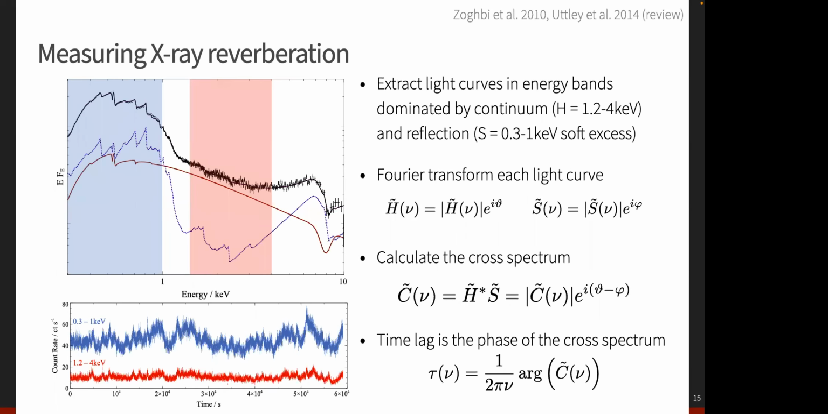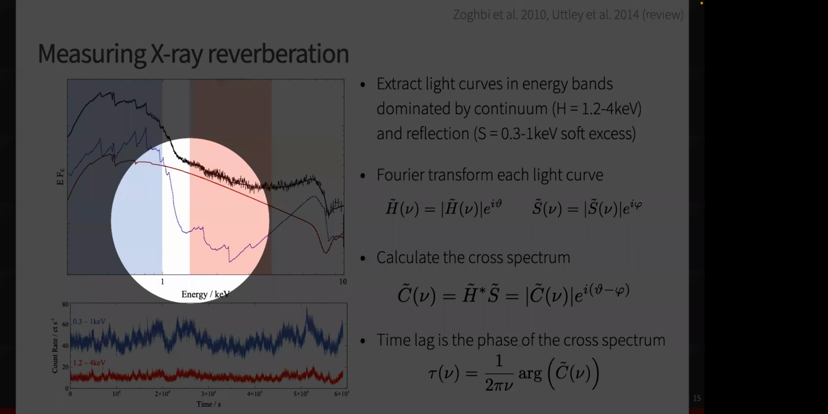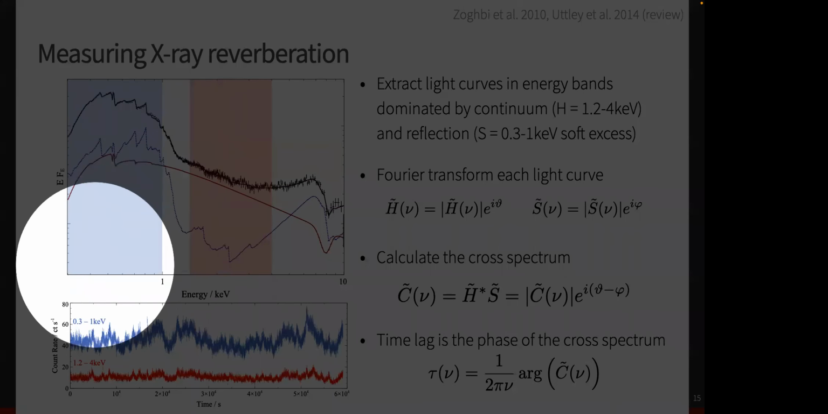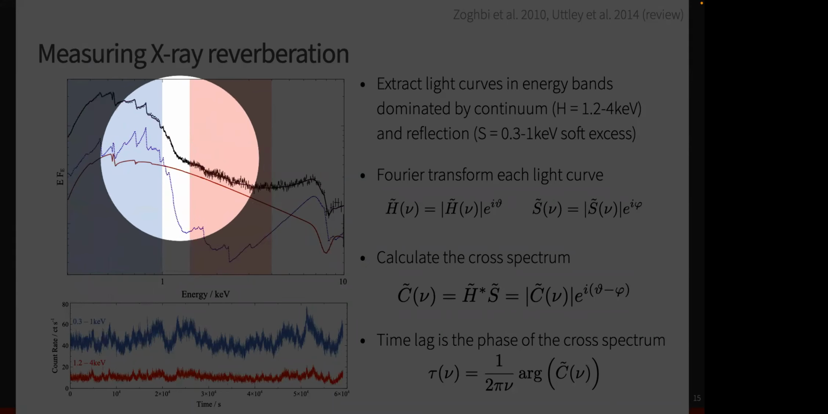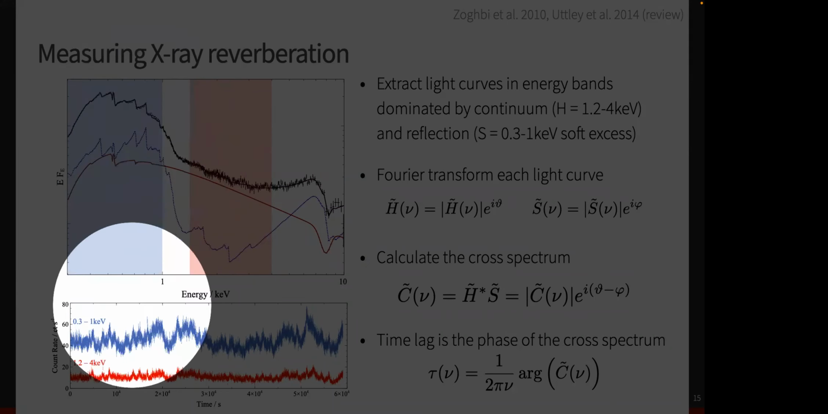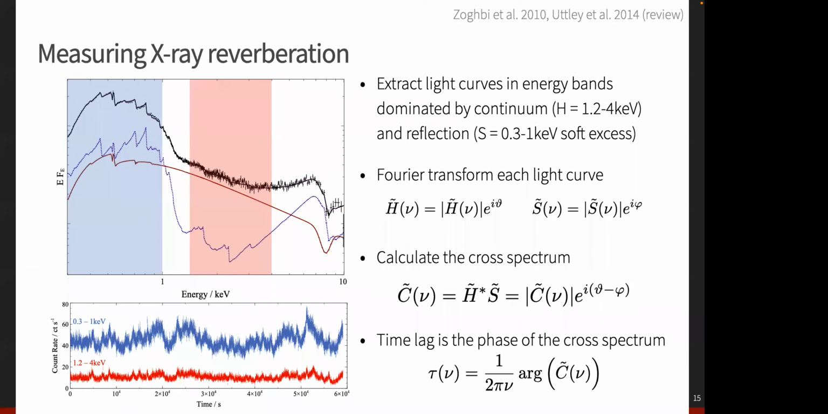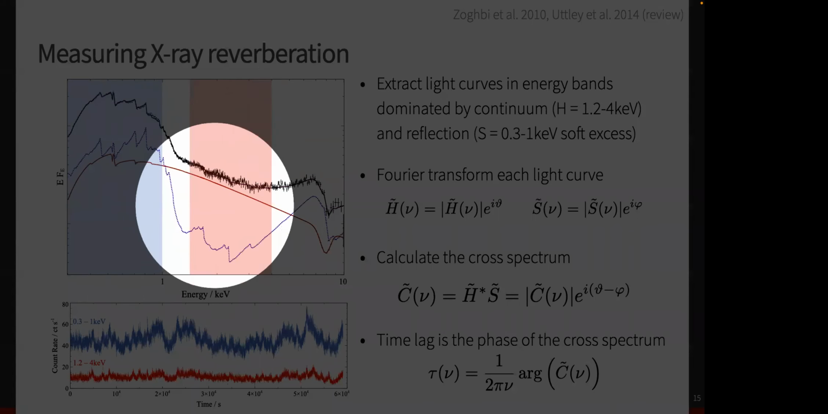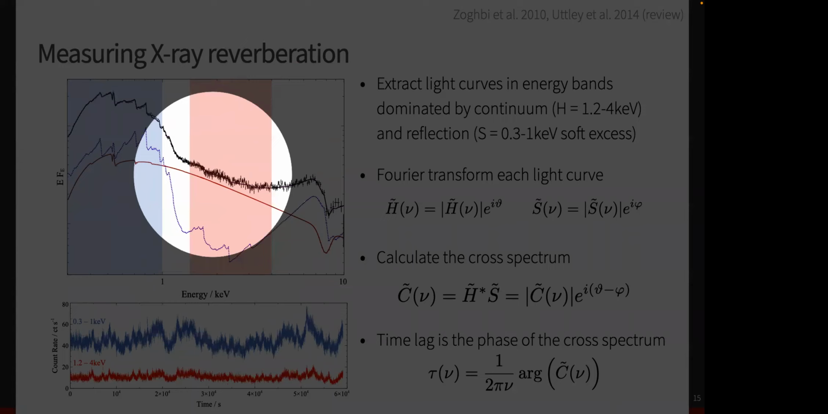So the way we do these measurements is, first of all, we're just going to do a very simple measurement. We're going to try and measure the time delay between the soft reflected X-ray band that's highlighted in blue. So you can see here the reflection component is bigger than the continuum in the blue band. We're going to try and measure this time delay relative to the red band, which is dominated by the continuum.